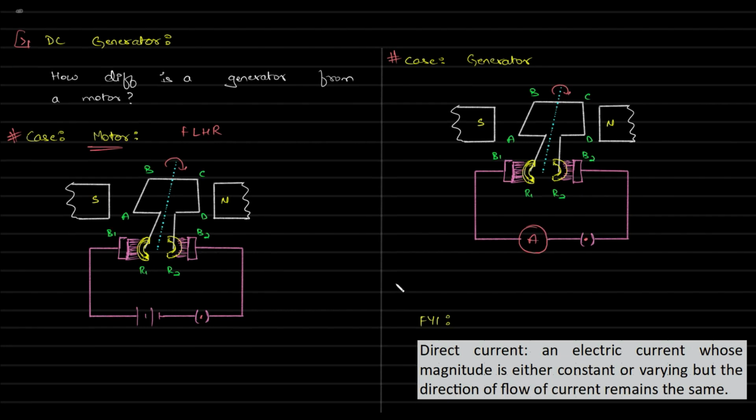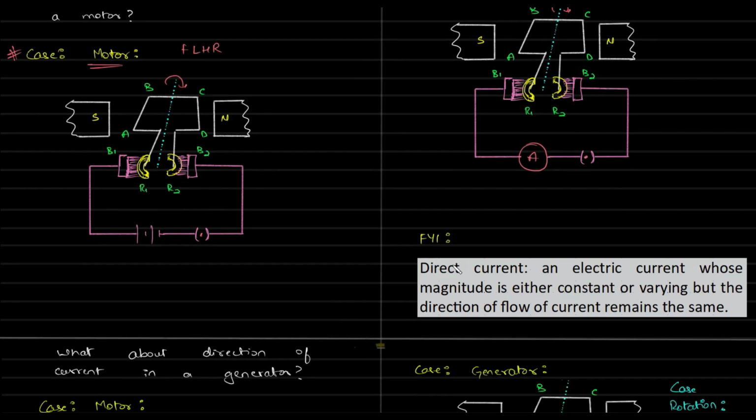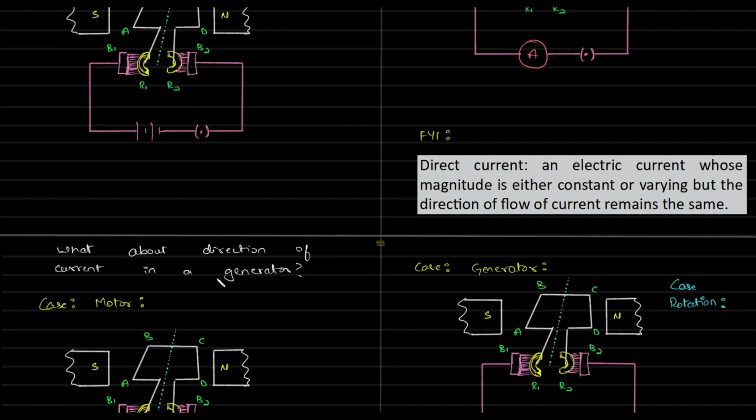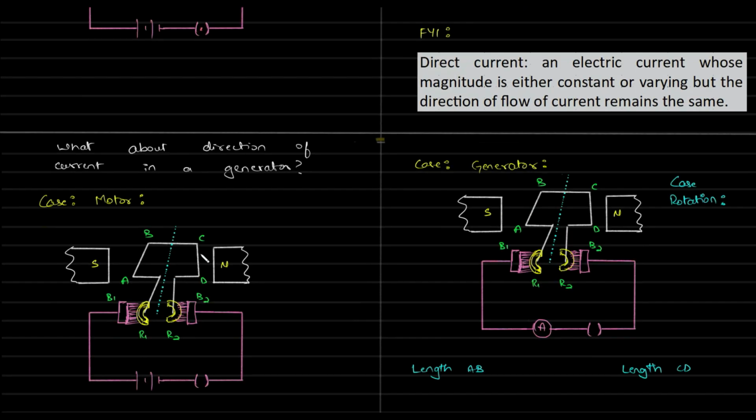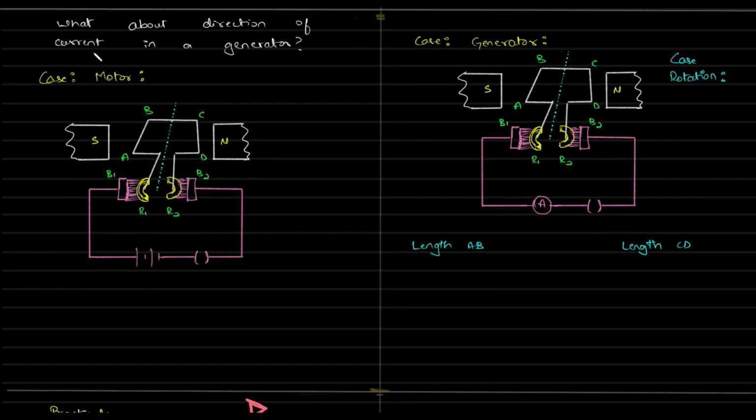So people who want to recall what DC is, you have the definition over here. Please pause and read through. DC is where you have a current flowing in one particular direction. Now, what about the direction of current in a generator? Let's recall the motor. When we switch on this motor with this arrangement, where the magnetic field is from left to right, you have current flowing in this way, back to your negative terminal. This will move in the clockwise direction.